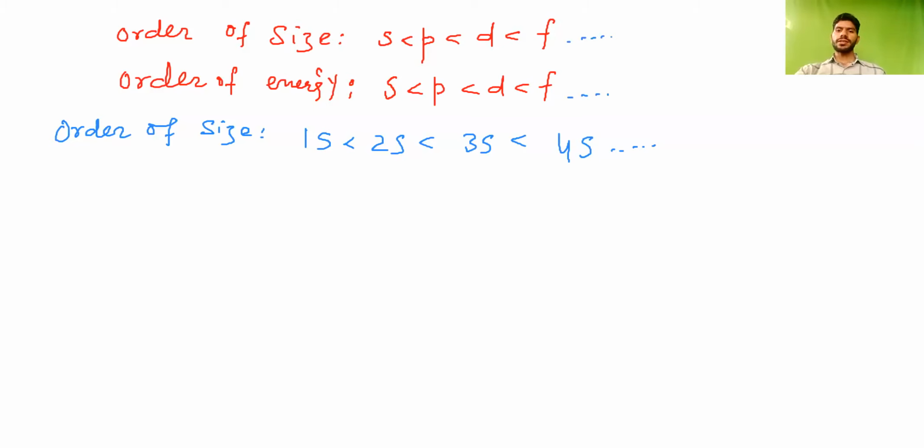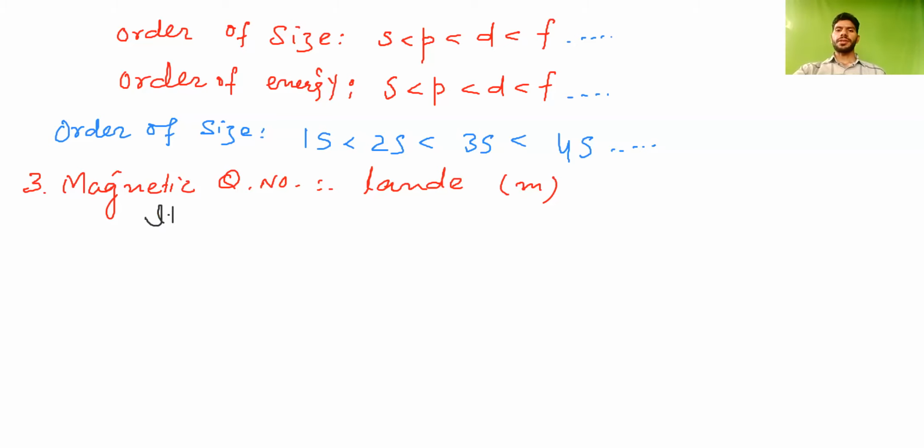Then let's move to the next quantum number. So that is your magnetic quantum number, right? So this magnetic quantum number was given by Lande. And this quantum number is represented by small m. And can you tell me this quantum number gives information about what? It gives information about orbitals, right? Clear?